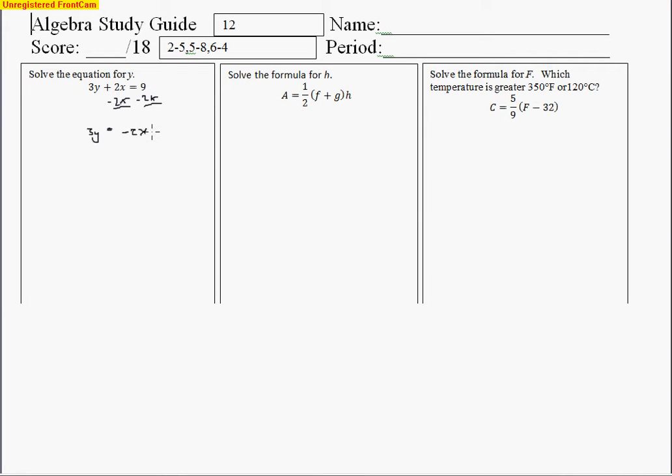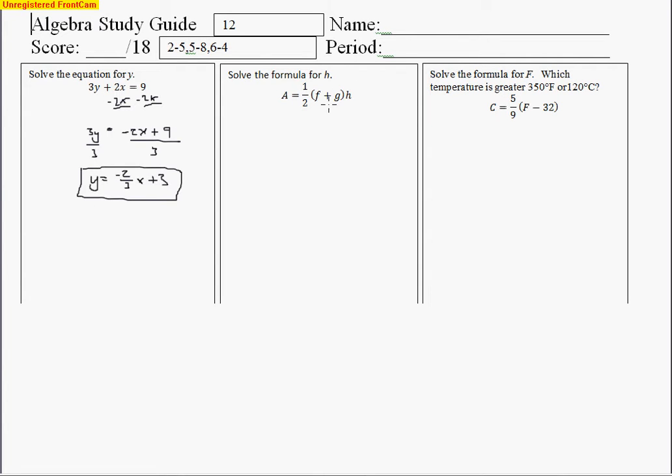Now typically when we do that, I'd put the x term first, and so that's what I'm going to do here. I have 3y equals negative 2x plus 9. If you wrote 9 minus 2x, it's the same thing. From there, I'm going to divide by 3. Again, you're dividing every term by 3. So I'm left with y equals negative 2/3 x plus 3. So that is the answer for the first one.